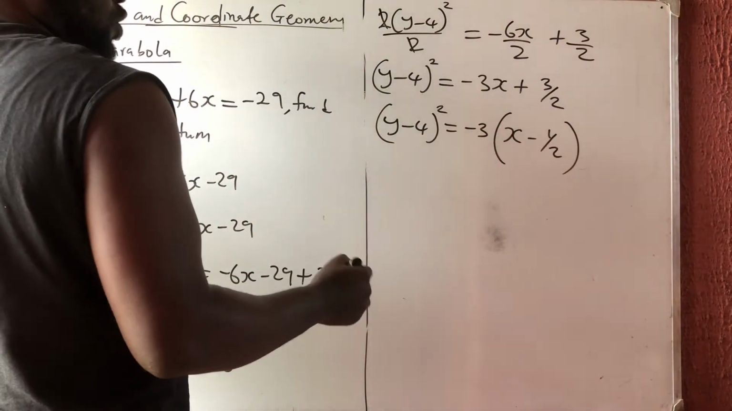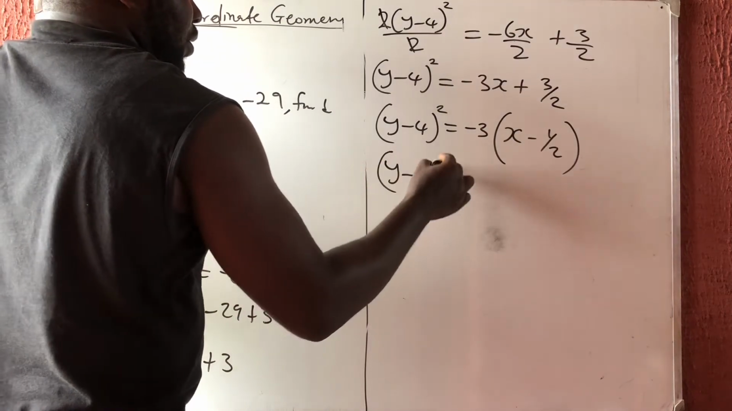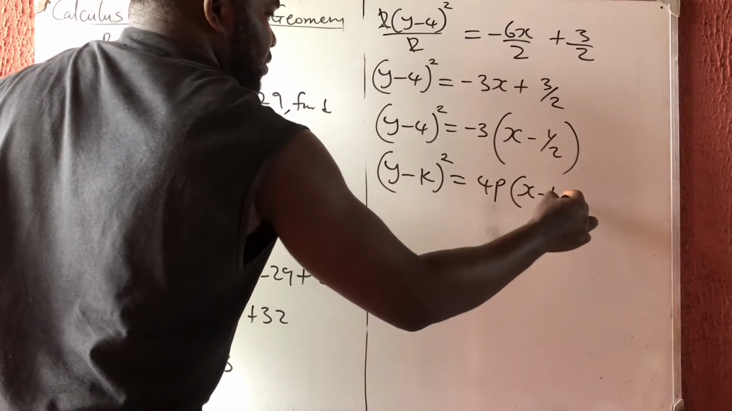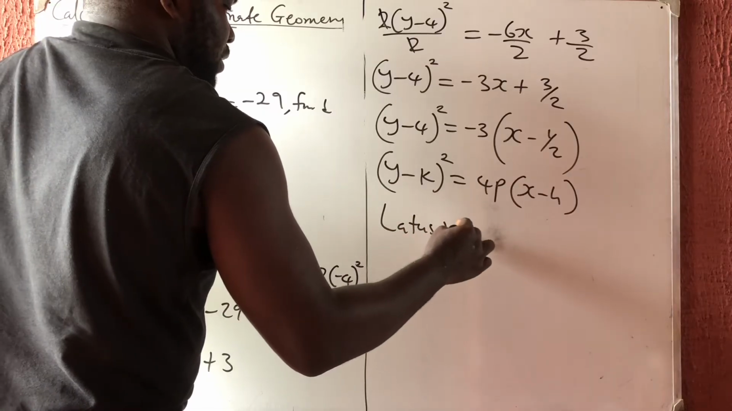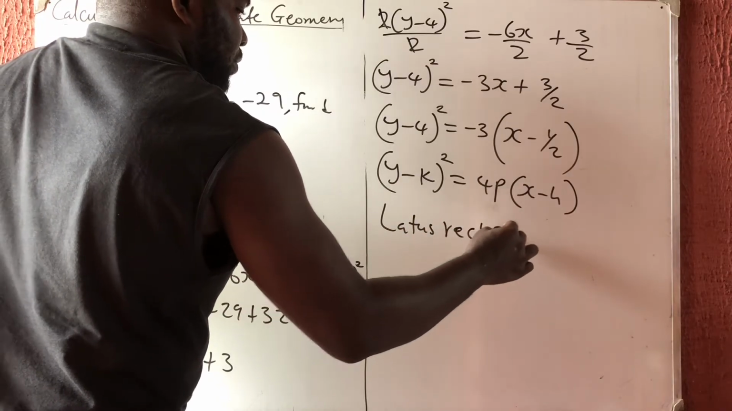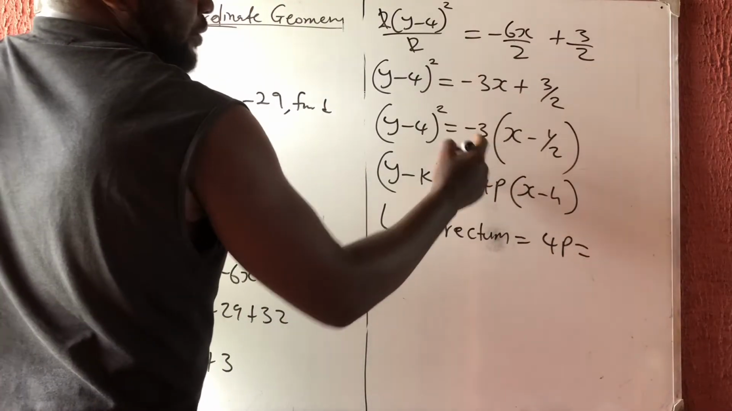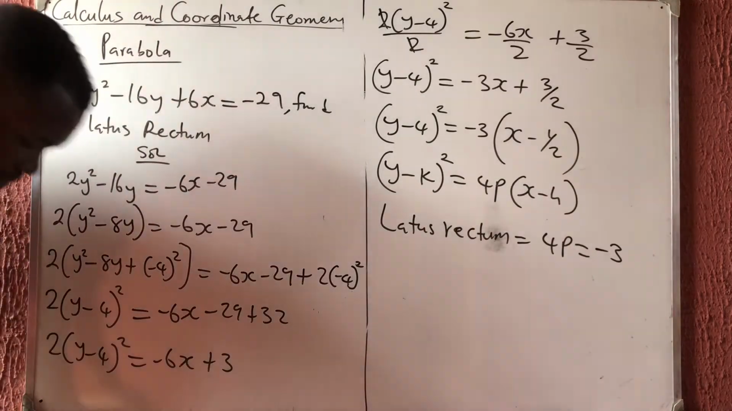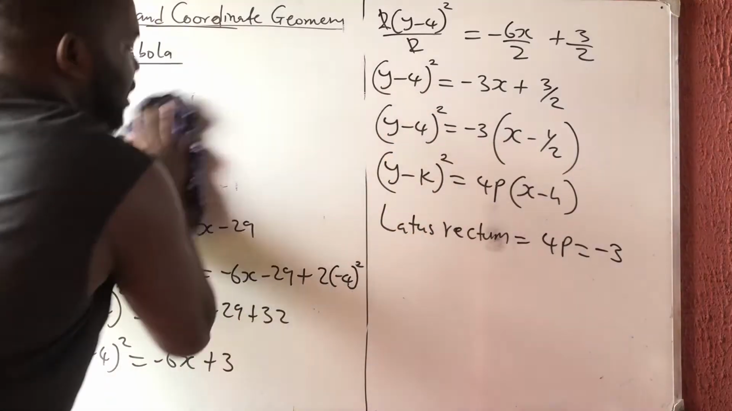So if you write the equation of the parabola that says y minus k all squared is equal to 4p in bracket of x minus h, don't forget that the latus rectum is equal to just 4p, and 4p is just anything outside there, which is what? Minus 3. So the answer is simply minus 3. Okay, so that is that. We go to the next one.